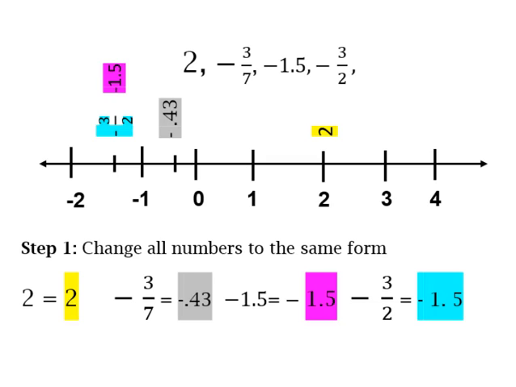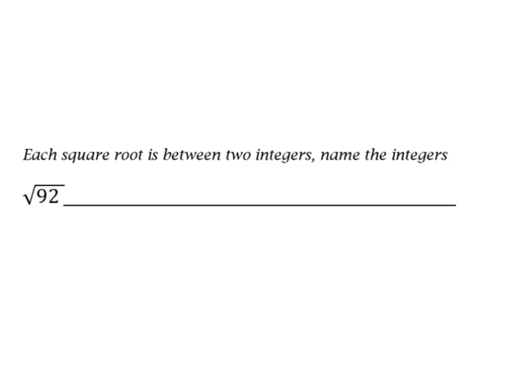Moving along, getting closer to 0, we see negative 0.43. That's between -1 and 0. And we have 2, which is by itself on the positive side of the number line. Let's move to our next independent practice questions.